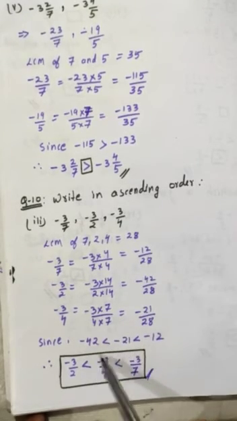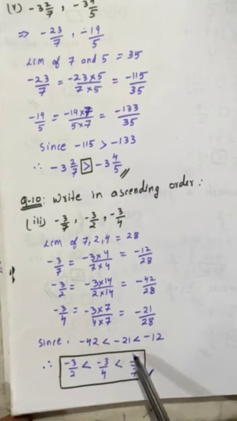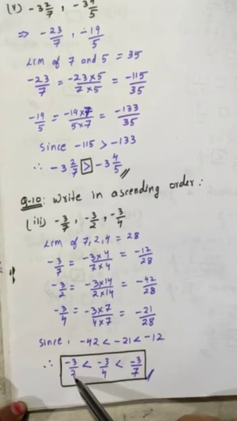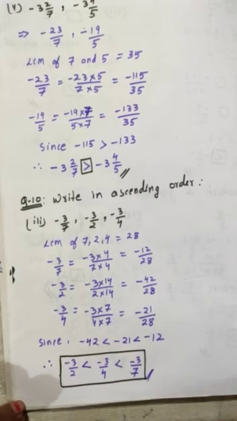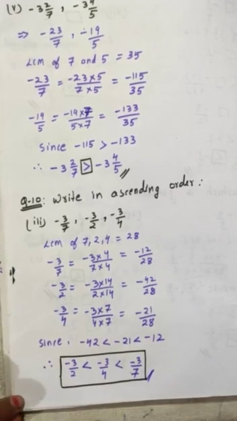So these are the numbers written in ascending order. So now just write their original fractions also. So minus 3 by 2, comma minus 3 by 4 and comma minus 3 by 7. So these are the fractions given in ascending order. Okay, so that's all for today. So complete your exercise 9.1.